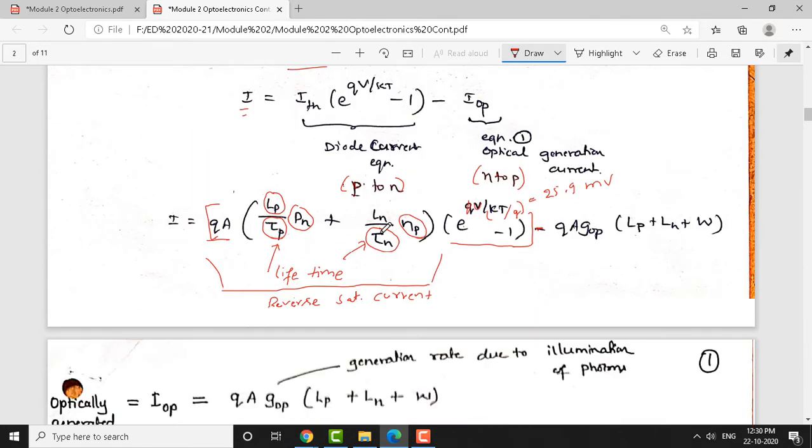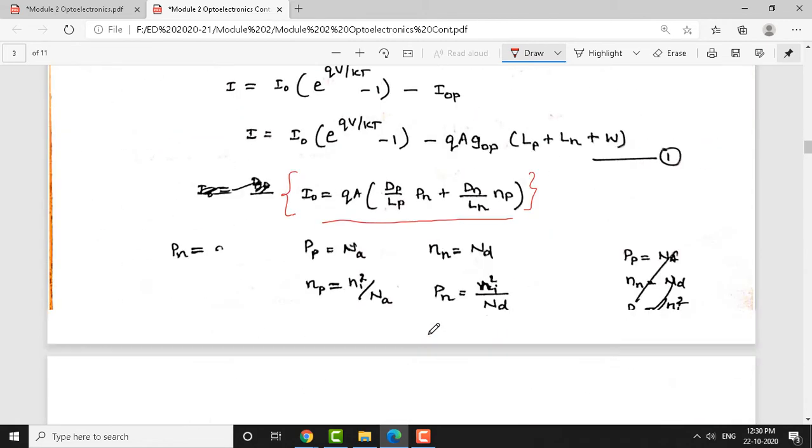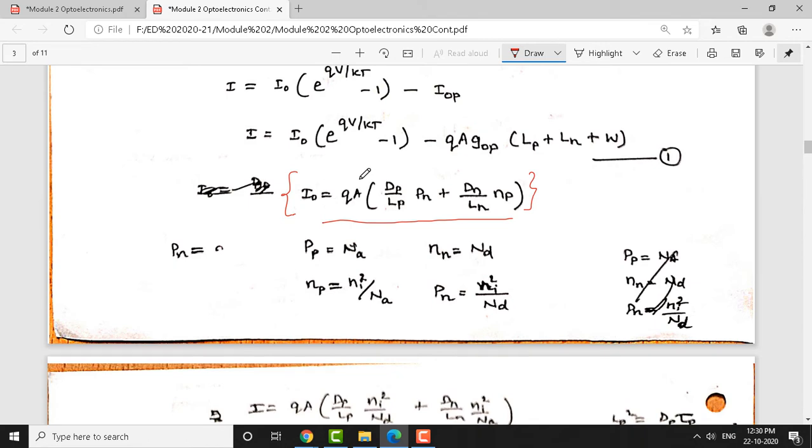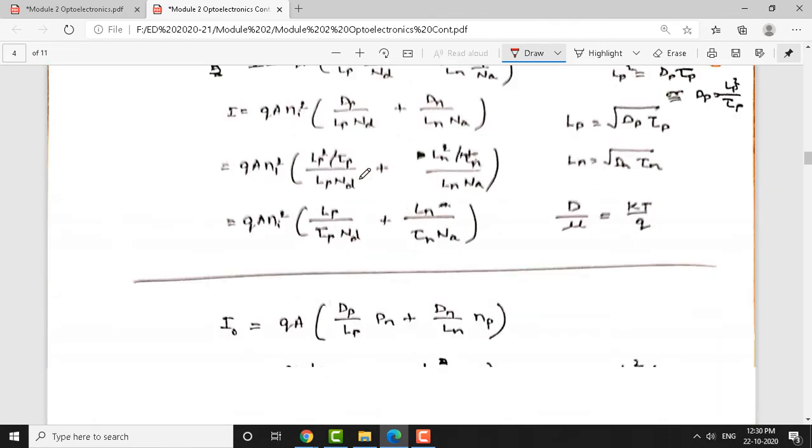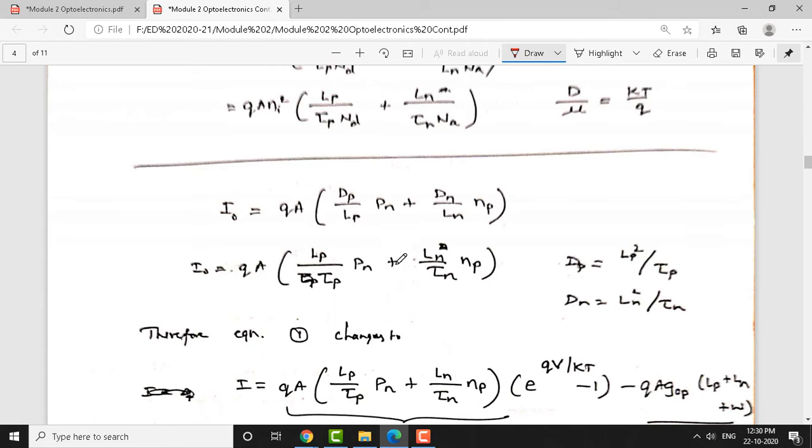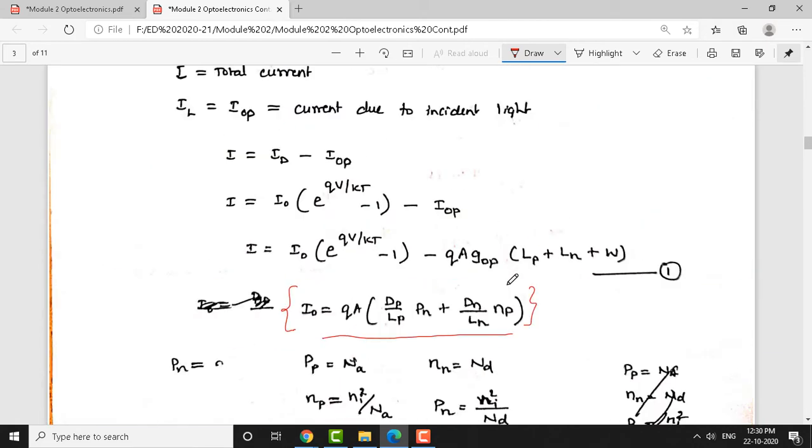This is a modified equation for I naught. I naught is the reverse saturation current, but this is a modified version of the reverse saturation current. This is the basic version that you are seeing here. How do we arrive at the modified version? We have made a small change here, and that is done by using numerous formulas.